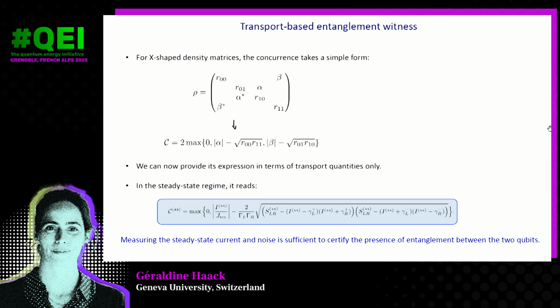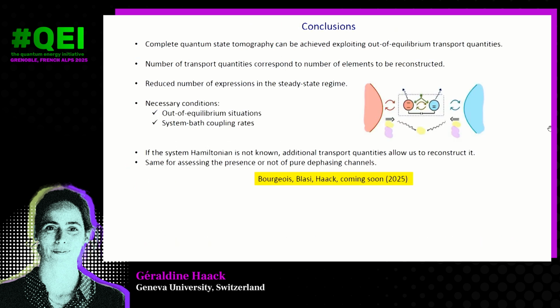And in the steady state, it takes a rather simple form, where you only have the steady state current, the noise, and some rates. And so it means that if I go to a lab, the people doing the experiment can measure this current and say whether or not their qubit is entangled. Okay, and so with that, I conclude.